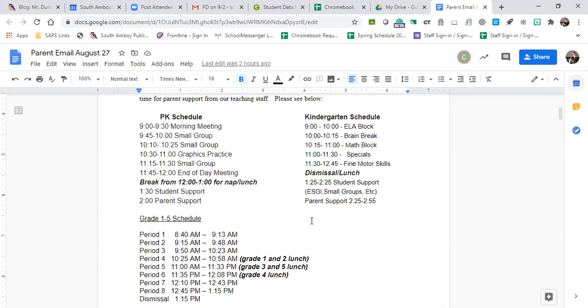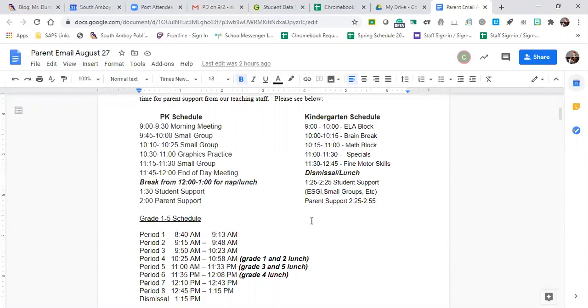There is that break between 12 and 1 for the student to take a nap and eat some lunch. Throughout the day, the small group may not involve every student in that class. If I have 12 kids in my pre-K class, that small group could be three groups of 4. The morning meeting is whole group, the graphics practice, I believe, is whole group, and the end of day meeting is whole group. So for those 30 minutes in the morning, 30 minutes midday, and 15 minutes at the end, those are the times that the kids are really going to need to be on the computer.